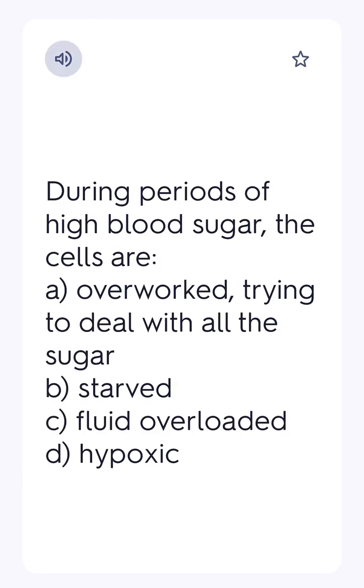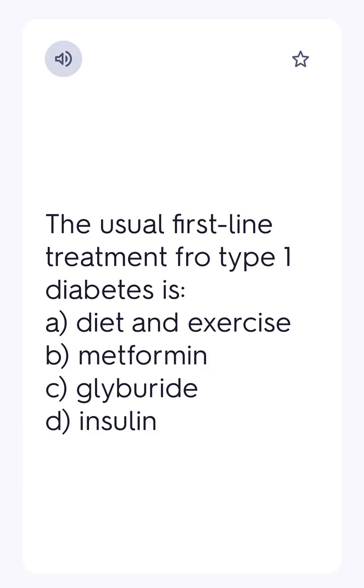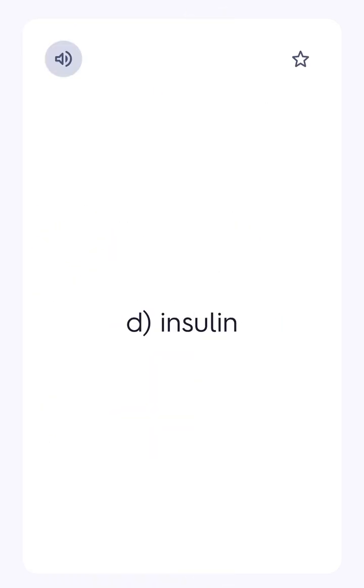During periods of high blood sugar, the cells are A, overworked, trying to deal with all the sugar; B, starved; C, fluid overloaded; D, hypoxic. B, starved. The usual first-line treatment for type 1 diabetes is A, diet and exercise; B, metformin; C, glyburide; D, insulin. D, insulin.